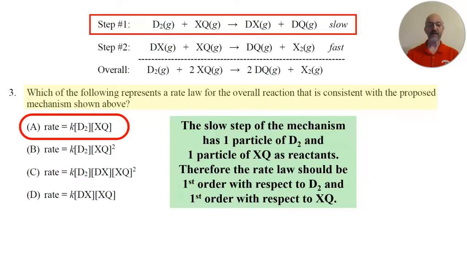Now, if you're watching the examples that I've shown you so far in this video, you might be wondering if step 1 of the mechanism will always be the slow step. In other words, is there an example of a mechanism in which step 2 is actually the slow step? Well, you're in luck because that is our next topic in Unit 6.